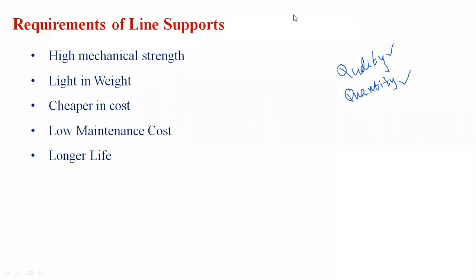Before erecting the transmission and distribution line, we need to consider all the parameters. The next topic is types of line supports. Actually, for the supporting structure we use poles or towers. For distribution purposes, we choose poles.